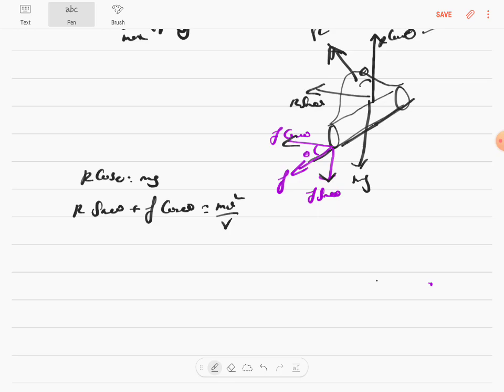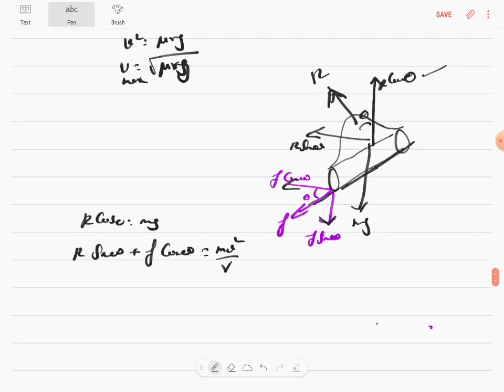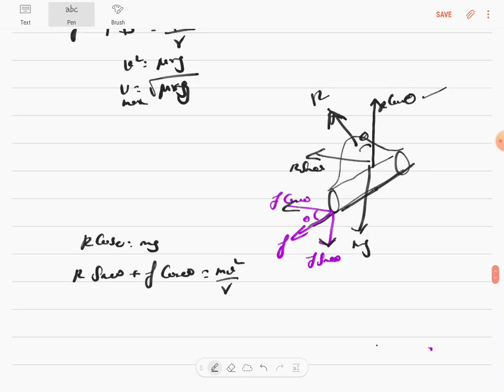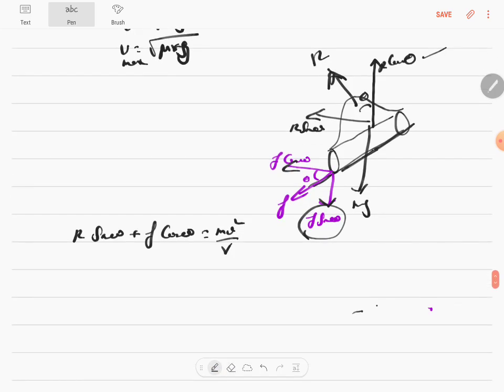There's some mistake somewhere here. There is R sin theta plus f cos theta is equal to mv square by r. This is correct. What about the other equation? I forgot this downward vector. Okay, so then let's continue. The up vector is R cos theta. R cos theta is the up vector, which is equal to mg plus f sin theta.